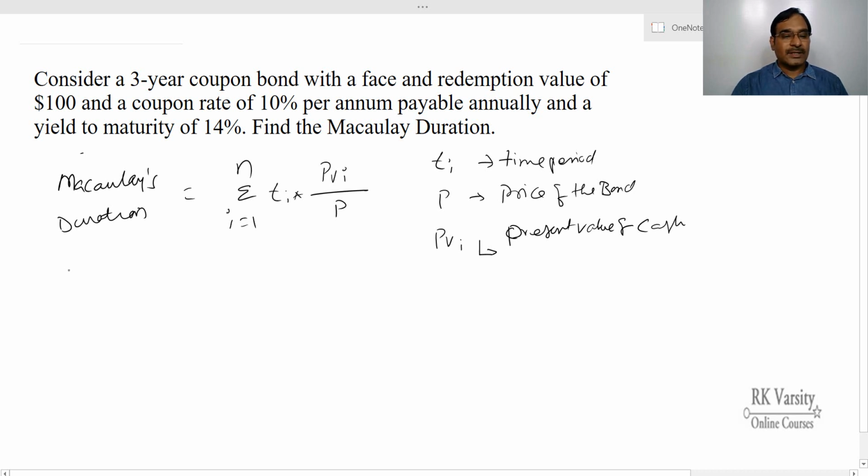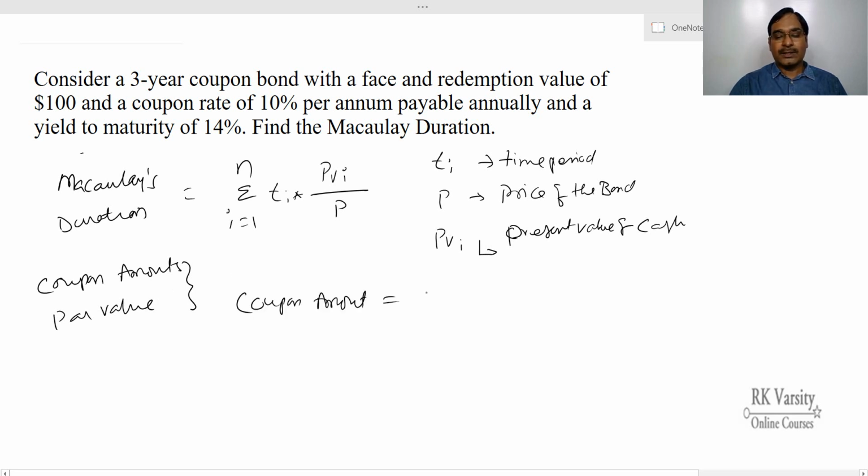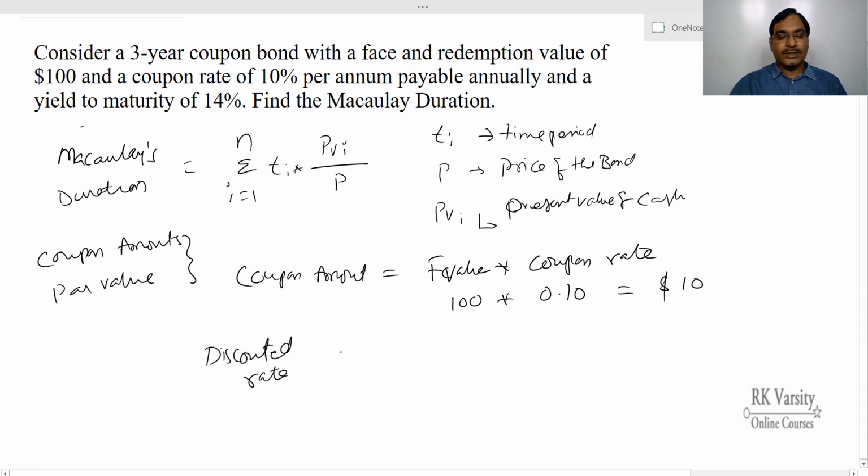So your cash flows from this bond will be of two types. One is coupon amounts, and at the end of the time period you will get the par value, that is the face value that you invested in the beginning. So these two cash flows need to be discounted. To get your coupon amount, it equals face value times coupon rate. Here face value is $100 and coupon rate is 10%, so your coupon amount is $10. Then the discount rate is the yield to maturity, that is 14% or 0.14.